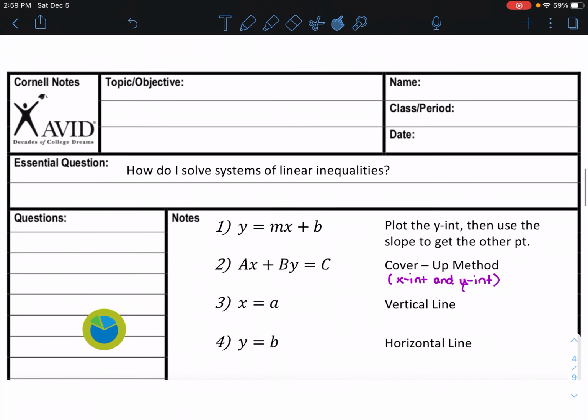All right, how do we solve systems of linear inequalities? Well, before we do that, if you remember when we graphed linear inequalities before, we drew a boundary line, we did a test point, and then we shaded one way or the other.